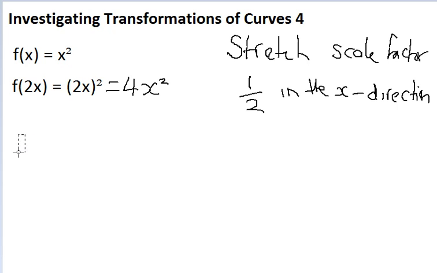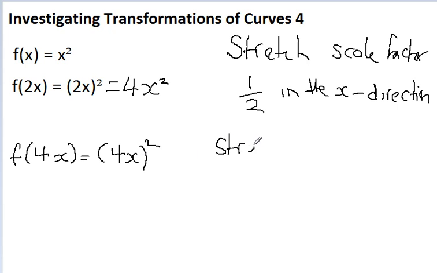And if I just do the other example, so if I transform from f of x equals x squared to f of 4x, which is 4x all squared, which is actually 16x squared, then again that's a stretch of scale factor 1/4, and again in the x direction.